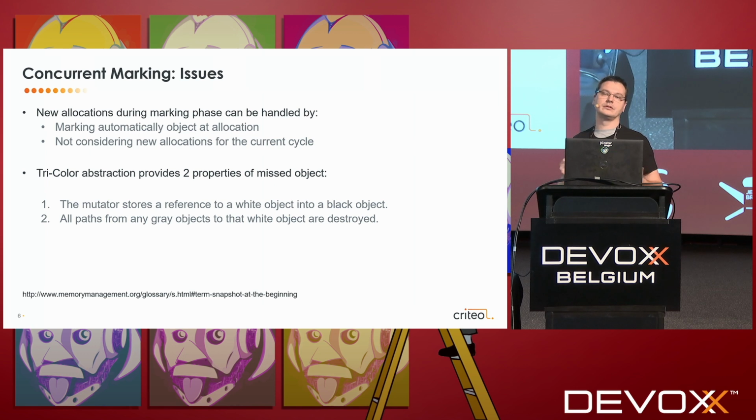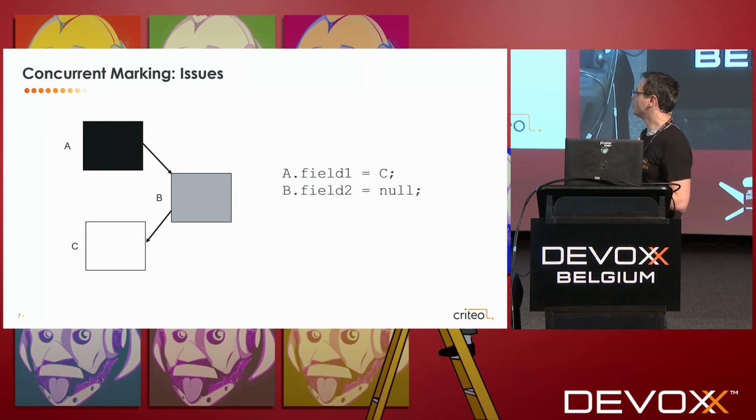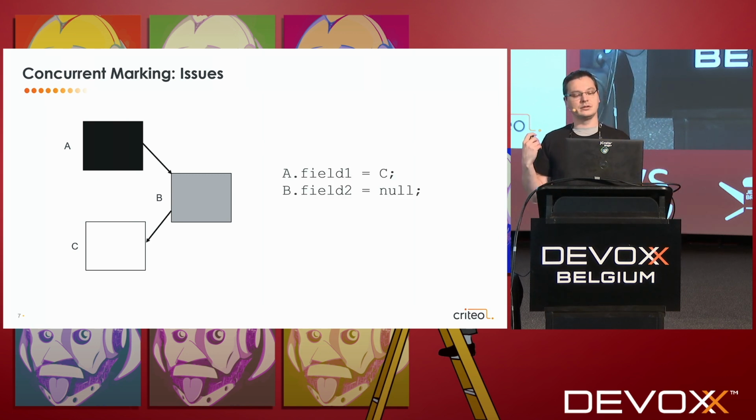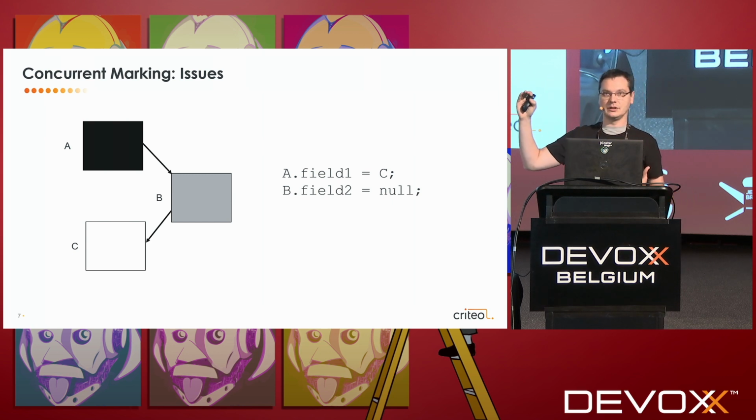And then the tricolor abstraction gives us two properties. The mutator is the application thread. If the mutator stores a reference to a white object into a black object, and all paths from any gray object to that white object are destroyed, we can miss an object. So let's take an example to make it clear. We have an object graph, A, B, C, and we are currently marking this object graph. And we are concurrently executing this code in an application thread that modifies this object graph. So basically, the concurrent marking is currently at the B object.